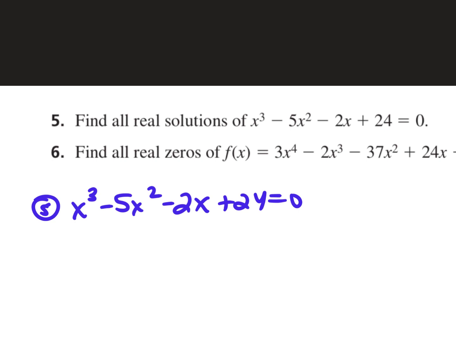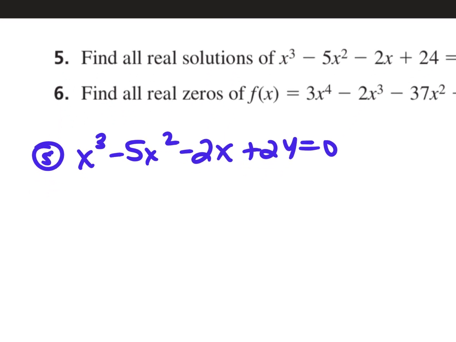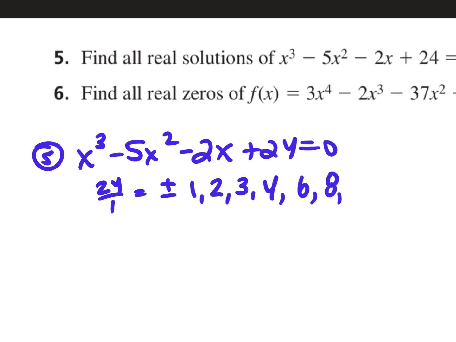We'll do 6 tomorrow. I just want to get through 5, and then we'll pick up with 6 tomorrow. It does not factor. So we have to say, okay, wait a second. What are the factors that I could possibly use here? Well, there's no GCF, it's not going to group. So P over Q. Our P is 24, our Q is 1, right? So what are the possible factors of 24? What times what gives me 24? Well, 1, 2, 3, 4, 6, 8, 12, and 24.